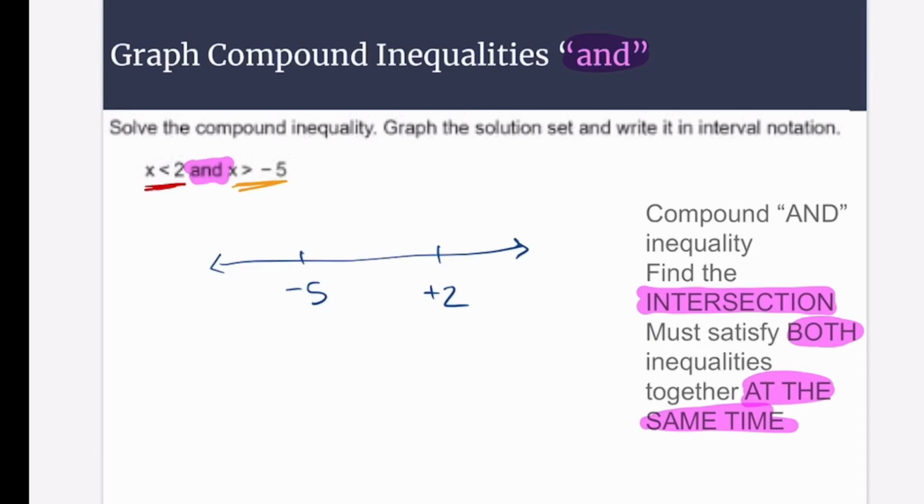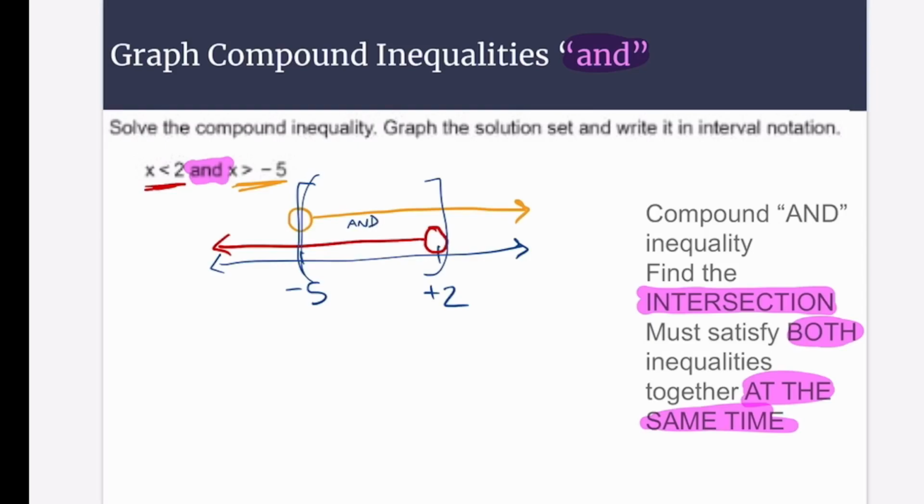If x is less than 2, then we're starting at 2 with an open circle, and we're going to graph this to the left. The other inequality, x is greater than -5, we're starting at -5, and we're going to the right. So the intersection, if you can see it, is actually right here. There's overlap, red and orange, both of them together.